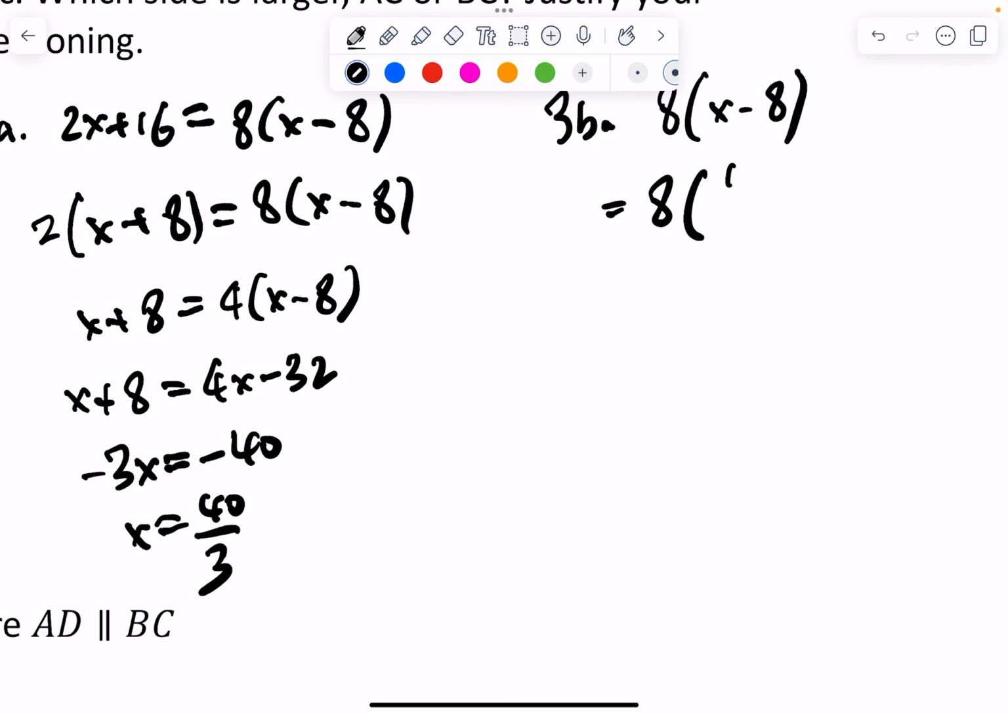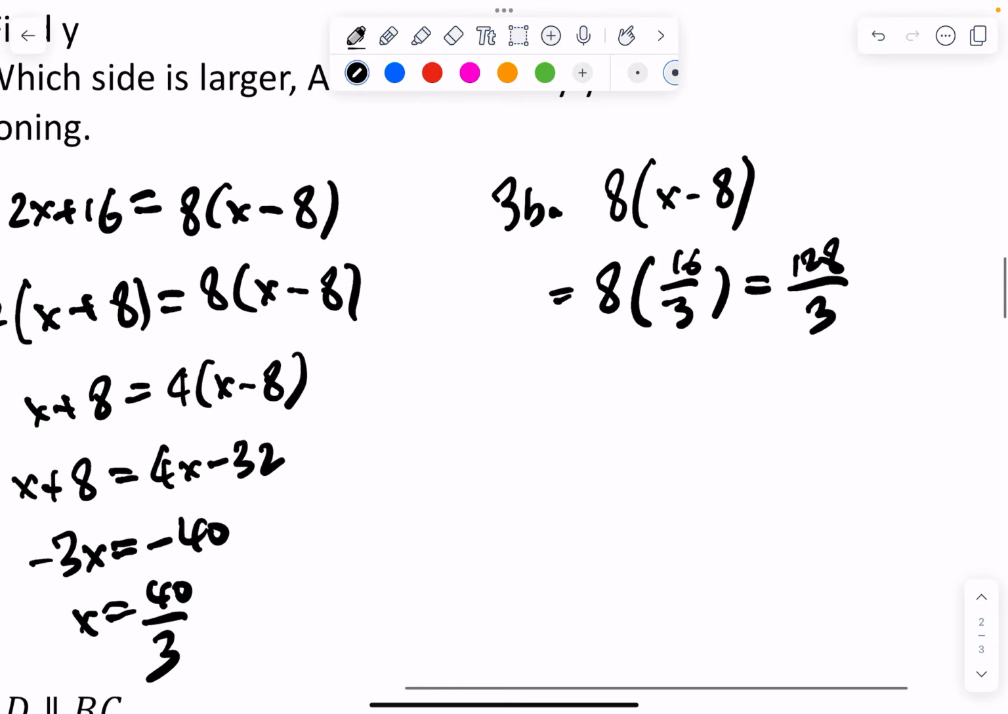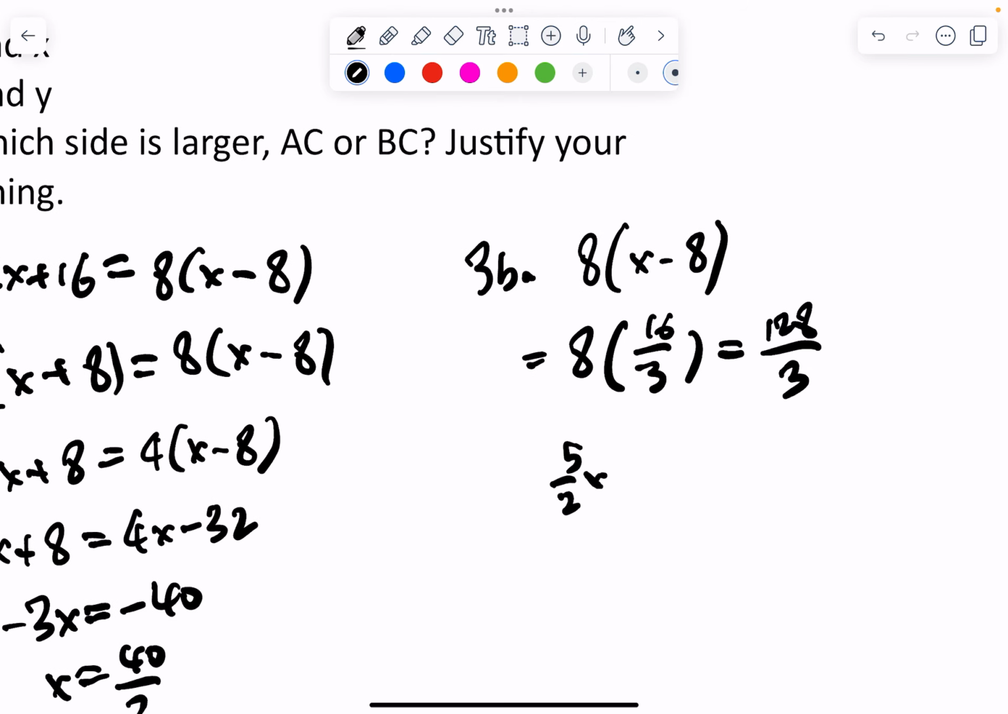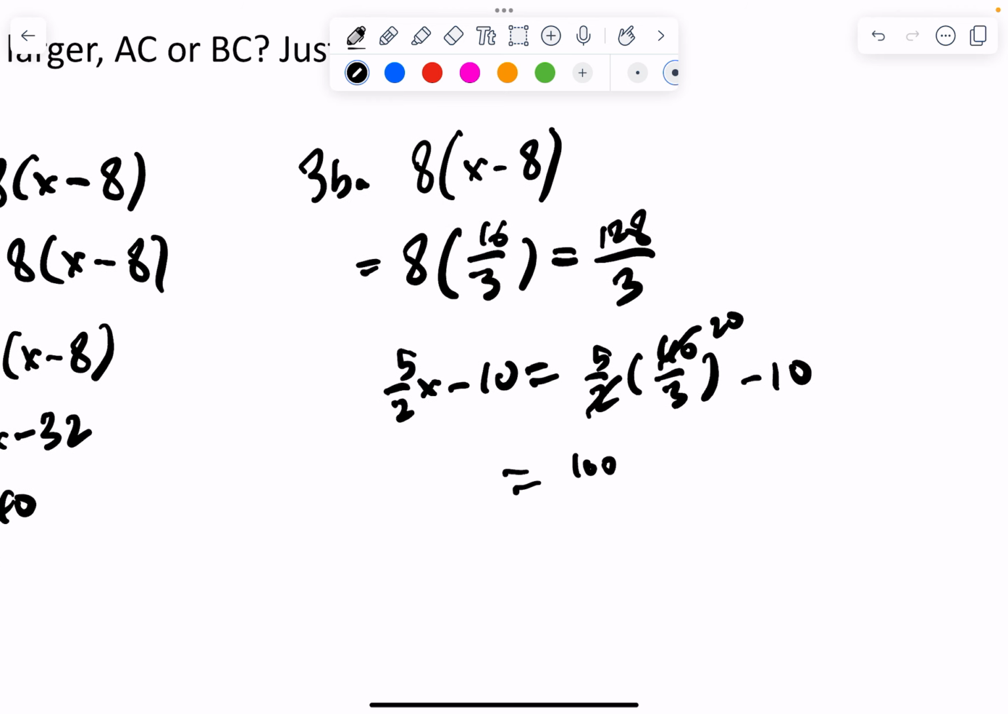Okay, 8 times 16 over 3, which is what? 8 times 16 is 128, so 128 over 3. And then what about this? 5 over 2 x minus 10. At least this number is a little better. 100 over 3 minus 10, which is 70 over 3.